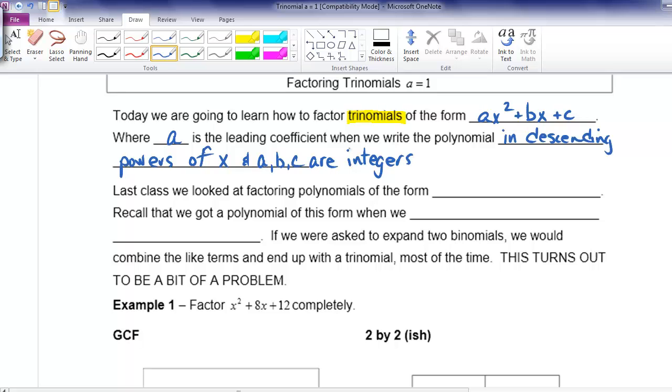Last class we looked at factoring polynomials of the form x squared plus 3x plus 2x plus 6. And we employed a method called 2 by 2 grouping. And we're going to continue with this today. Recall that we got a polynomial of this form when we multiplied two binomials.